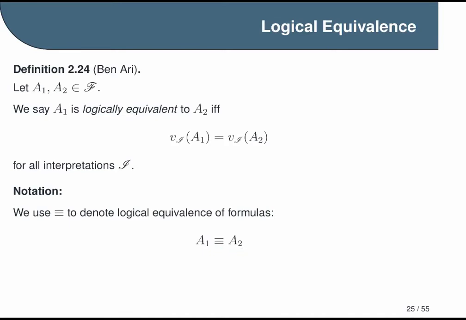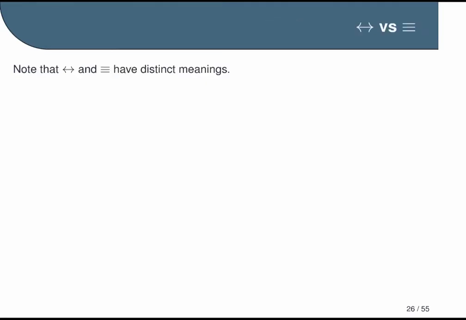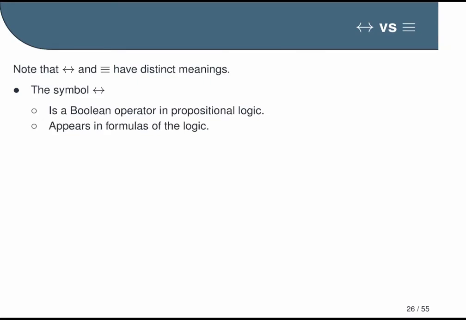As kind of a side note, it's important to keep track of the difference between your symbols for bijection and logical equivalence. These have different meanings. The bijection symbol is a Boolean operator in propositional logic. It appears inside the formulas in the logic. For example, we might say P and Q if and only if R implies S, something like this. Here the bijection symbol is appearing within a single formula.